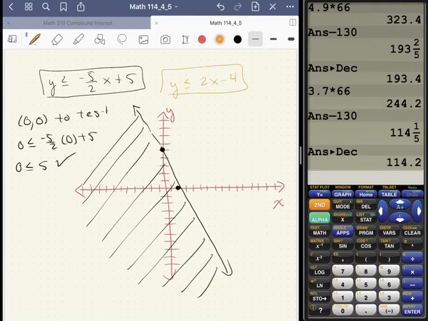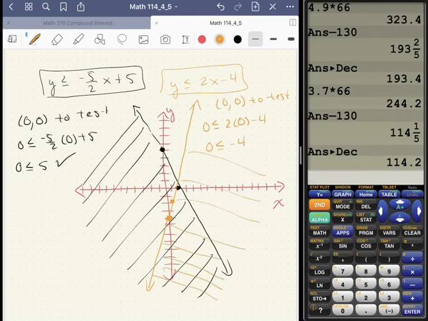Then I'm going to graph this one. It's telling me to go down 4, 1, 2, 3, 4. That's going to be my first point. Then I must go up 2, 1, 2, and 1 to the side. Again, I'm not going through the origin, so I'm going to use 0, 0 to test. So I have 2 times 0 minus 4. So is 0 less than or equal to 4? No, it's not. So that means that we have to shade to the other side.